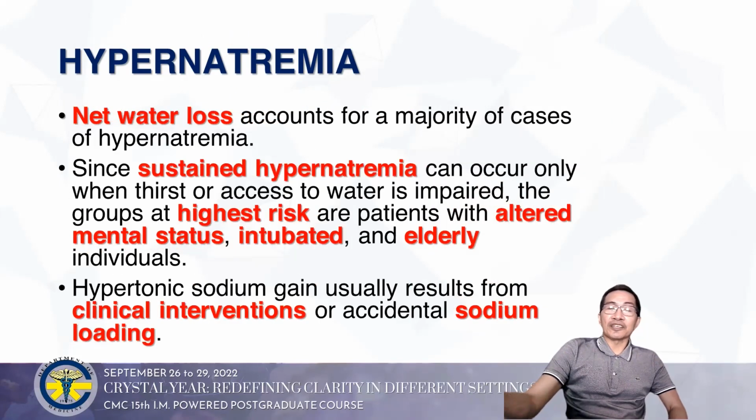Now, as we said earlier, it's a question of water loss and sodium. The net water loss actually accounts for a majority of cases of hypernatremia. Since sustained hypernatremia can occur only when thirst or access to water is impaired, the groups at highest risk are patients who are unable to do this, and these are usually patients with altered mental status, those intubated, and elderly individuals. Hypertonic sodium gain usually results, in the meantime, from clinical interventions or accidental sodium loading.